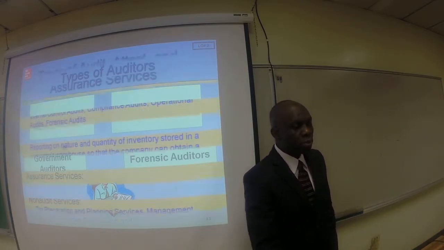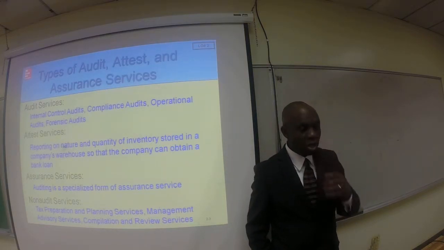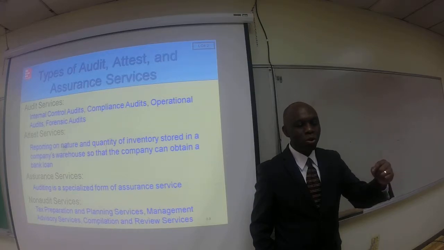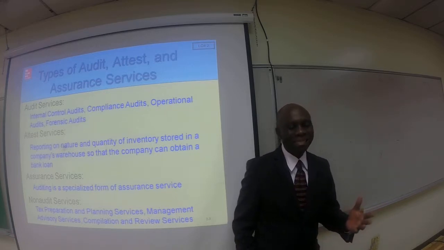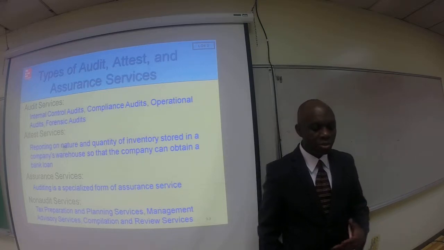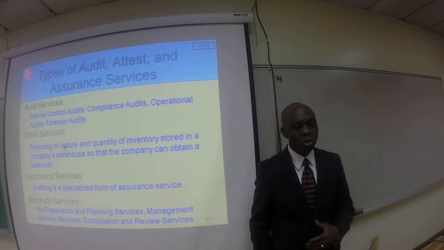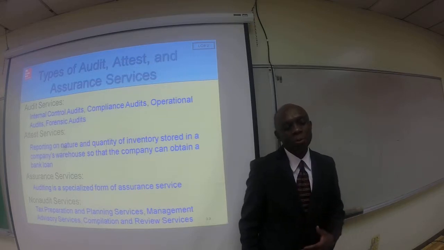Now, moving along, let's take a look at the types of audit, attest, and assurance services. In chapter 1, we indicated that audit services and attest services are different examples of assurance services. So let's take a look at some of the examples we have here. We have internal control audit as part of audit service, compliance audits. Those are audits that deal with whether rules and procedures are being followed, operational audits, so on and so forth.